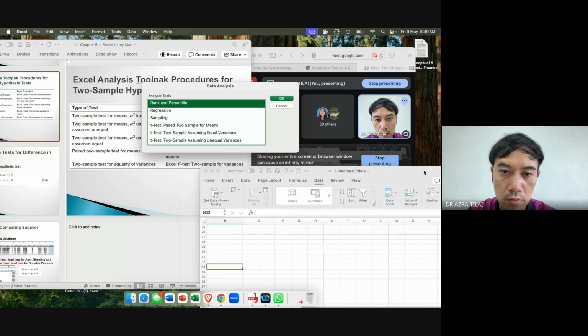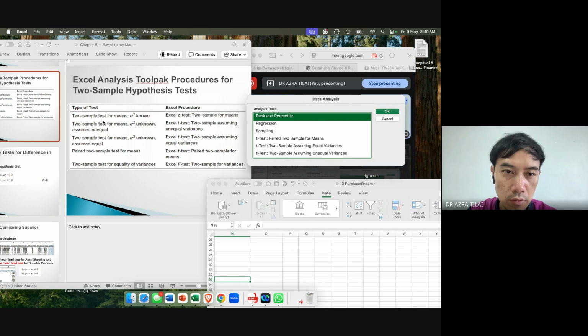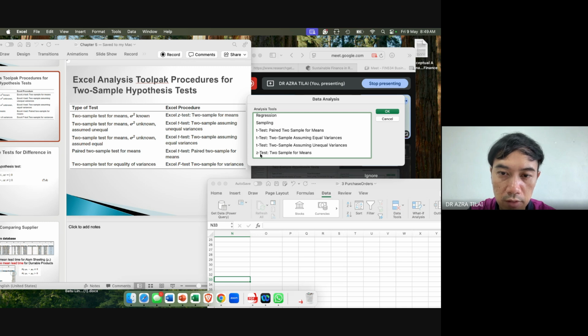So two sample tests for means. So the mean is known. So they ask you to use the Excel z-test to sample for mean. Okay, so this one. All right. And then two sample tests for means unknown, assume unequal. So Excel t-test, two sample assuming unequal variance. Two sample assuming unequal variance here.